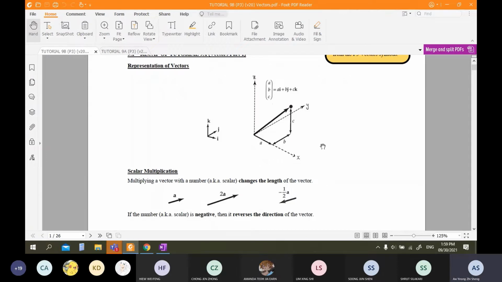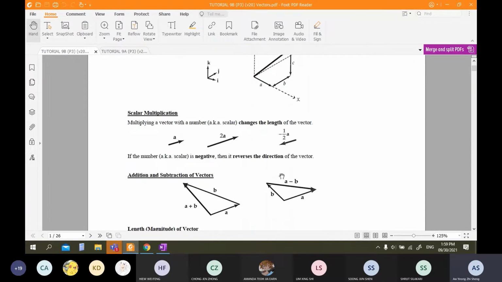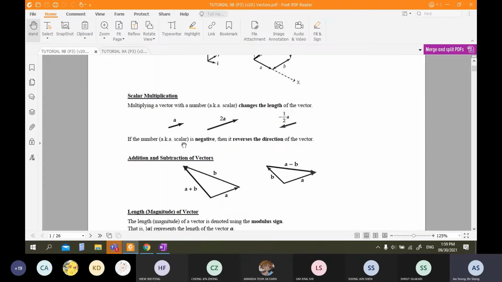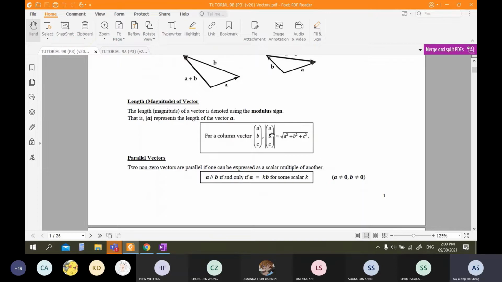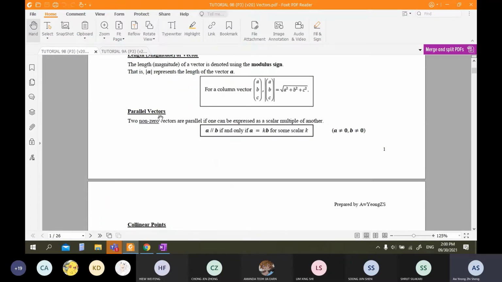First page is nothing new. The two different ways of writing vectors, either in bracket form or in terms of i, j, k. Scalar multiplication, you have seen this before. Scalar multiplication of a vector either lengthens it or shortens it or possibly reverses the direction. The length or magnitude formula is just the square root of each of the three components squared individually, and you add them up. Okay. Parallel vectors, if two vectors are parallel, then you can write a equal to kb for some scalar k.